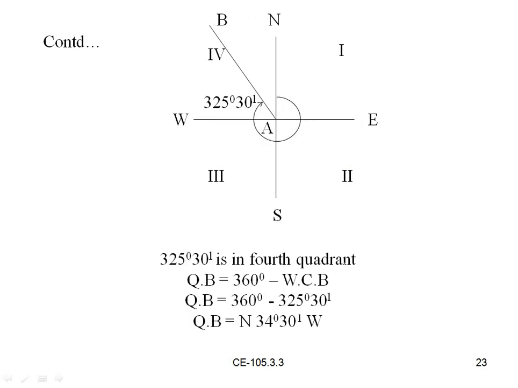The next one is 325 degrees 30 minutes. It is in the fourth quadrant. So quadrantal bearing is equal to 360 degrees minus whole circle bearing, that is 360 degrees minus 325 degrees 30 minutes. So the quadrantal bearing is North 34 degrees 30 minutes West.